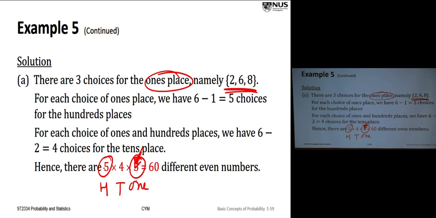There are 3 choices: 2, 6, and 8. After that, you use 1 digit. So you look at the remaining digits. There are 5 of them. You can use any of these 5. Once you fill up the ones place, use these 5 to fill up either the 100th place or the 10th place. All right? So there are 5 choices. Then, left with 4 digits, fill up the remaining place.